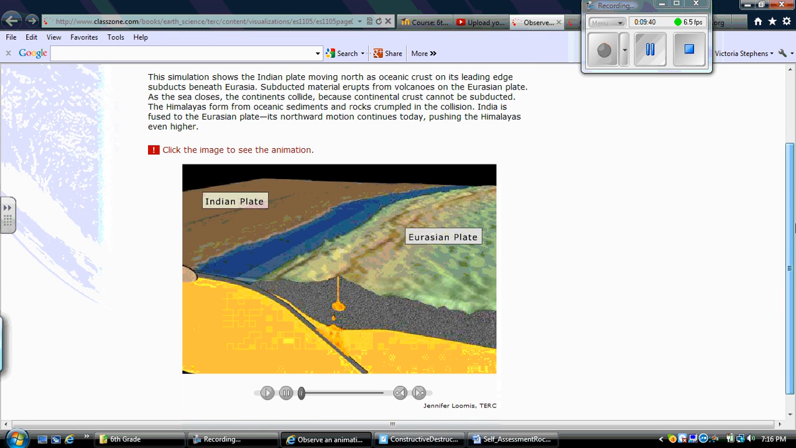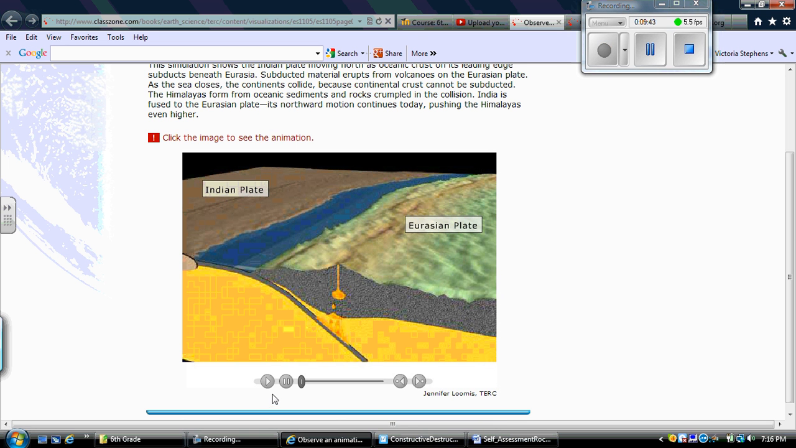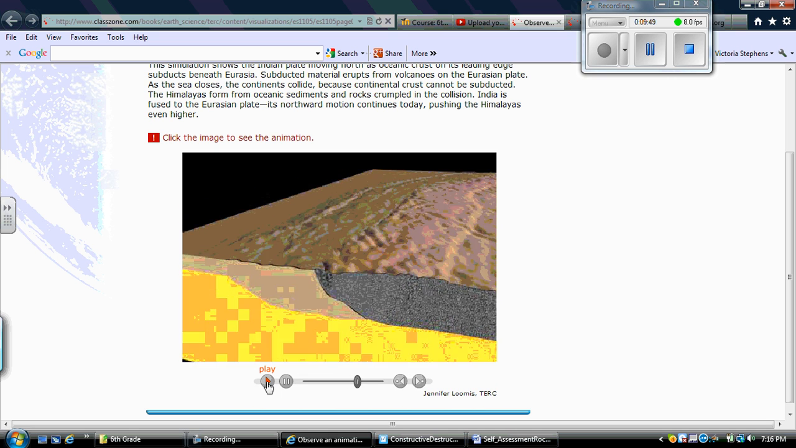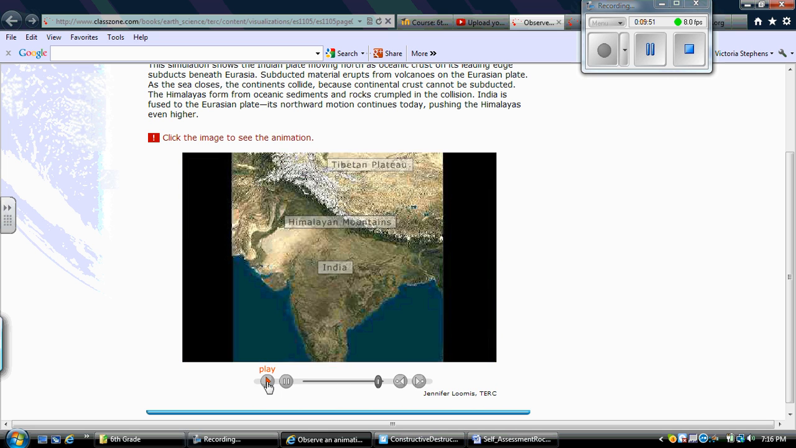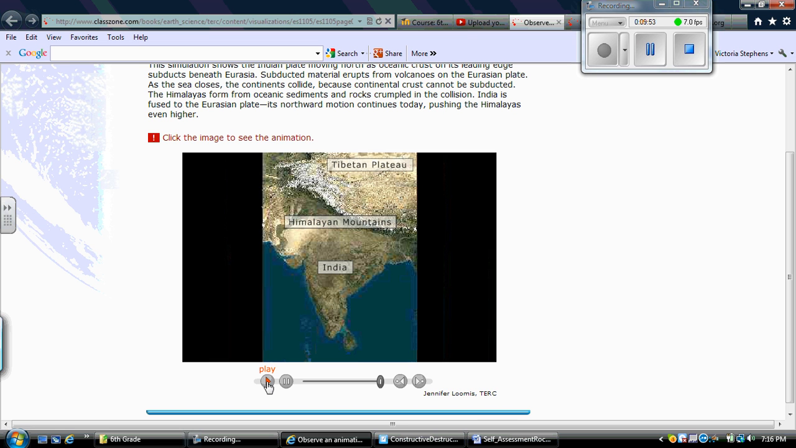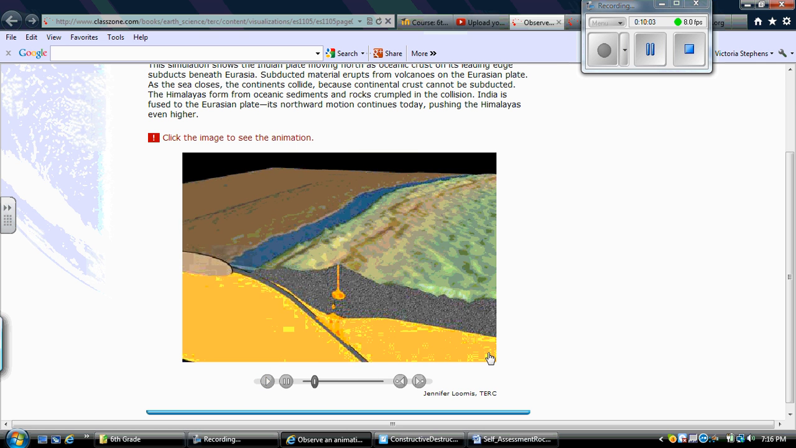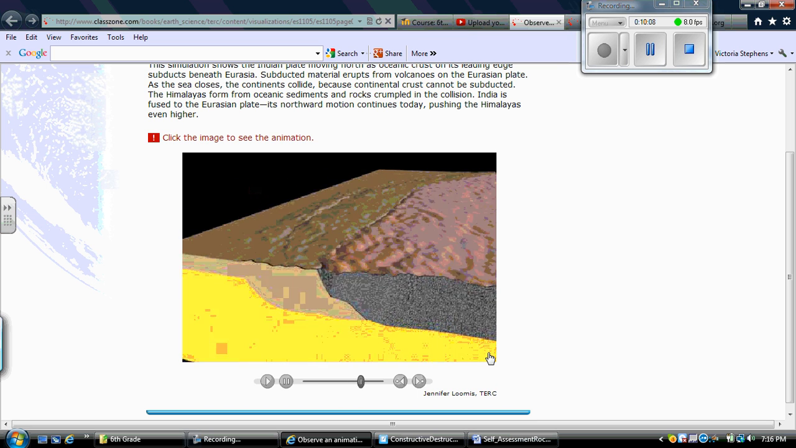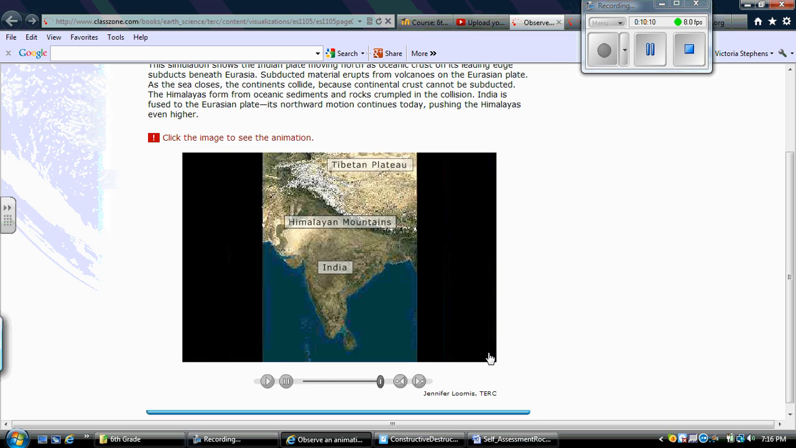Okay, so here you're going to see an animation of convergent boundaries, continental and, I'm sorry, continental and continental. So this is how the Himalaya Mountains formed. India collided with the Eurasian plate, and that's how the Himalayan mountains formed. So we'll look at that again. Two continental plates are colliding, and a mountain range is formed.